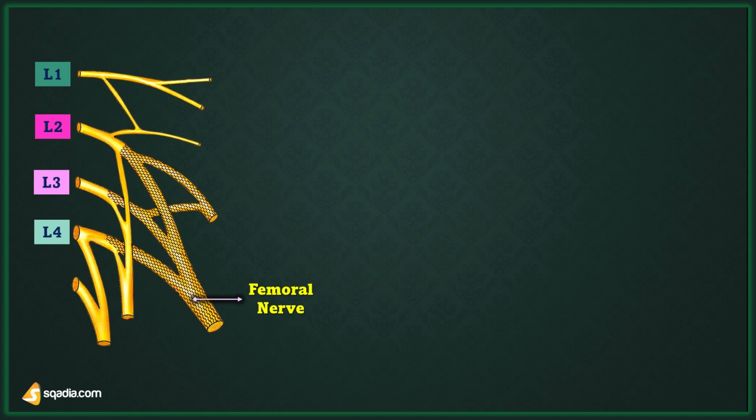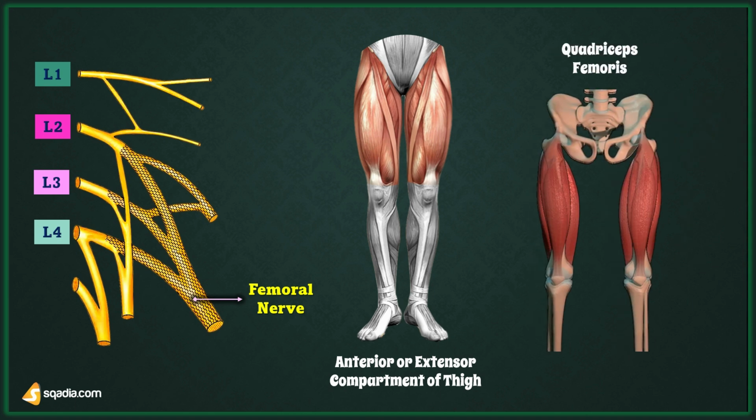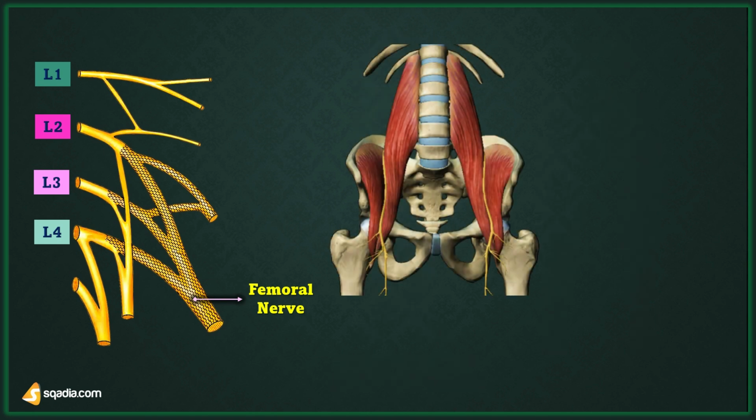The femoral nerve is the main nerve of the anterior compartment of the thigh, also called the extensor compartment, as it contains a major extensor muscle of the lower limb called the quadriceps femoris. The femoral nerve emerges at the lateral border of the psoas major muscle in the abdomen and passes downward between the psoas major and iliacus muscles, as you can see here.